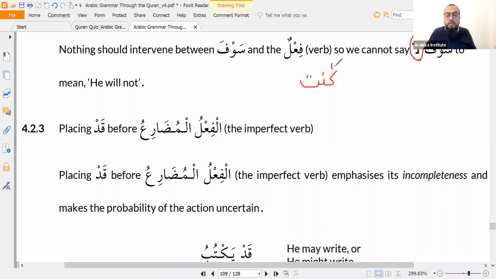If you say kuntu, that transports to the past. So if I say kuntu dhahabtu, the verb dhahabtu is already past. It means I went. So can I transport that even further into the past? Can you have a past of a past? Yes, perfect. How? I had gone. So why would you say that I had gone?